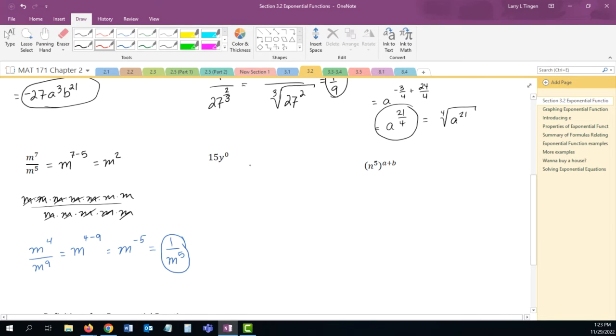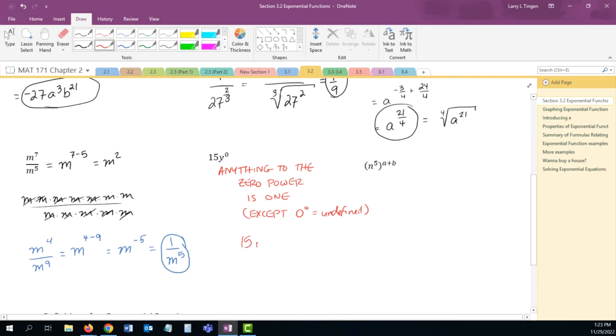Next, 15 times y to the 0. Rule here: anything to the 0 power is 1. And then there's always the exception, 0 to the 0, which is undefined.